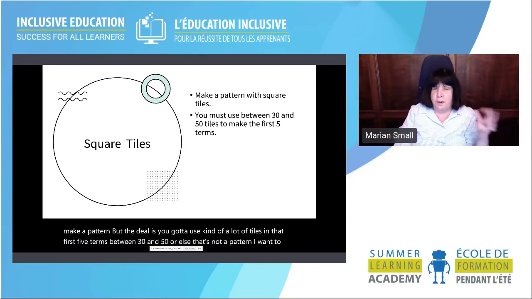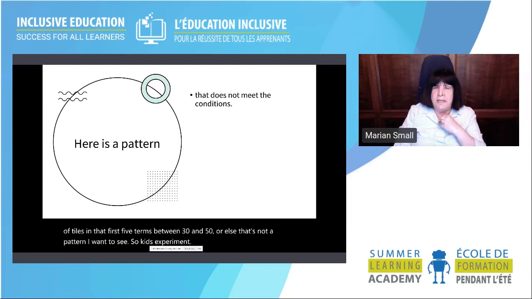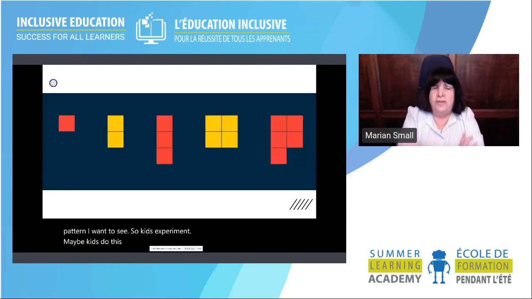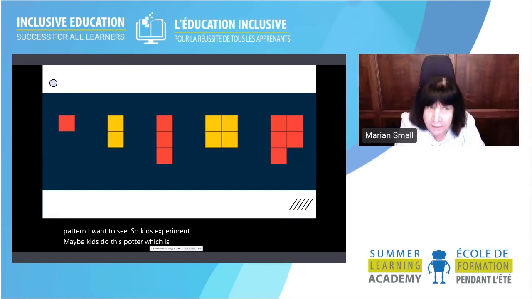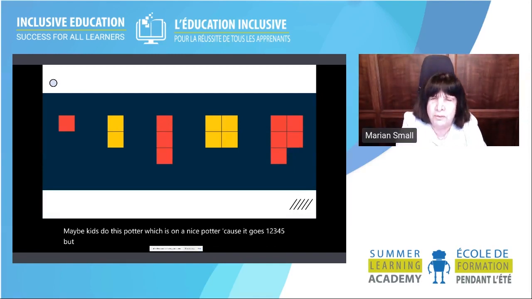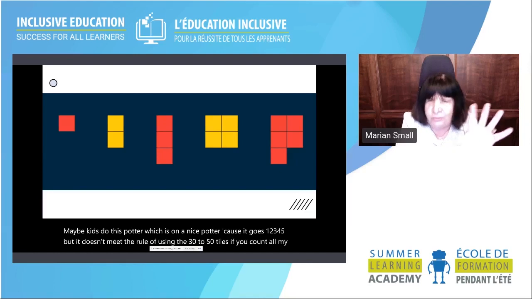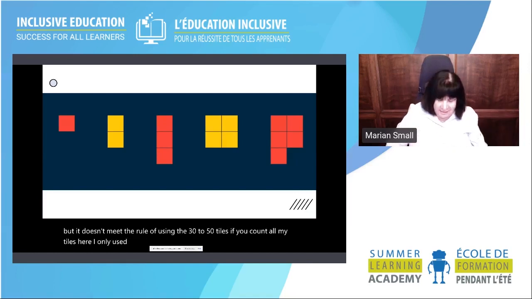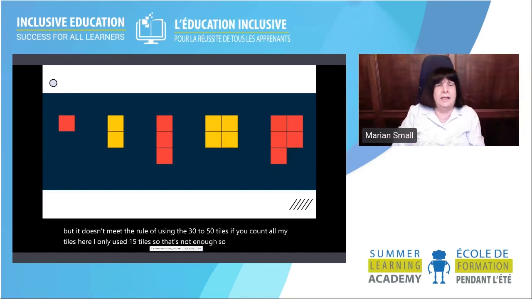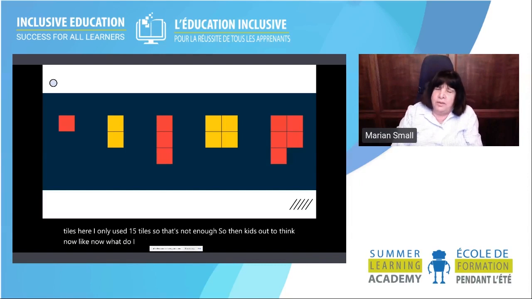So kids, experiment. Now, maybe kids do this pattern, which is a nice pattern because it goes 1, 2, 3, 4, 5, but it doesn't meet the rule of using 30 to 50 tiles. If you count all my tiles here, I only used 15 tiles, so that's not enough. So then kids have to think, now what do I do? And that's where the good stuff happens.